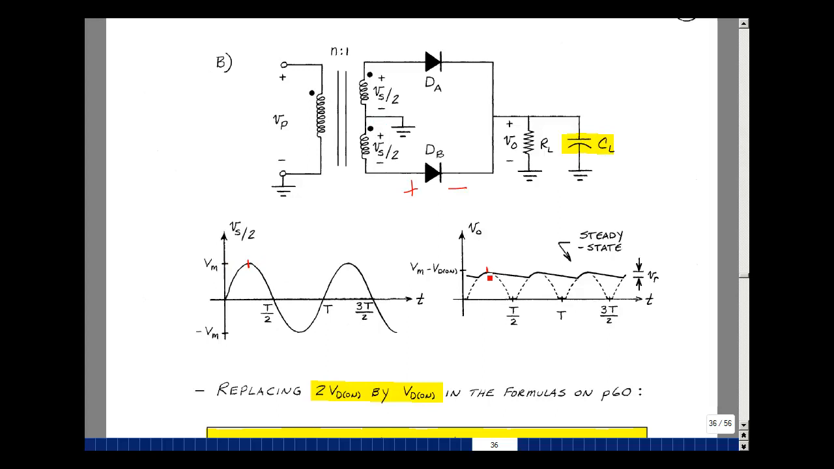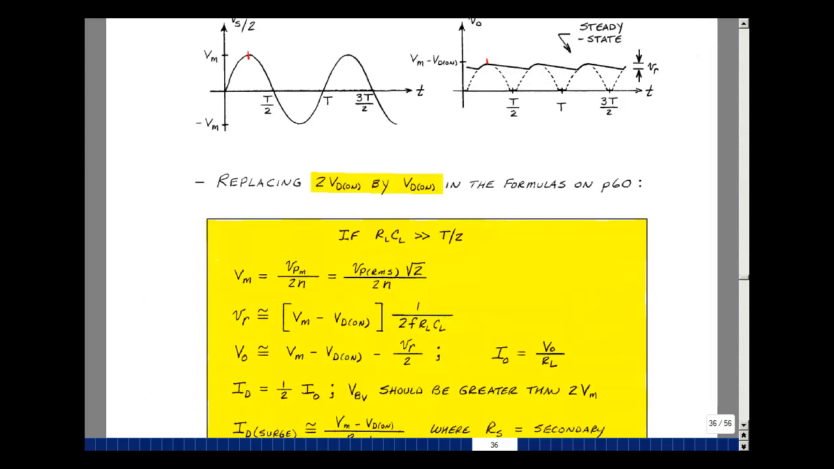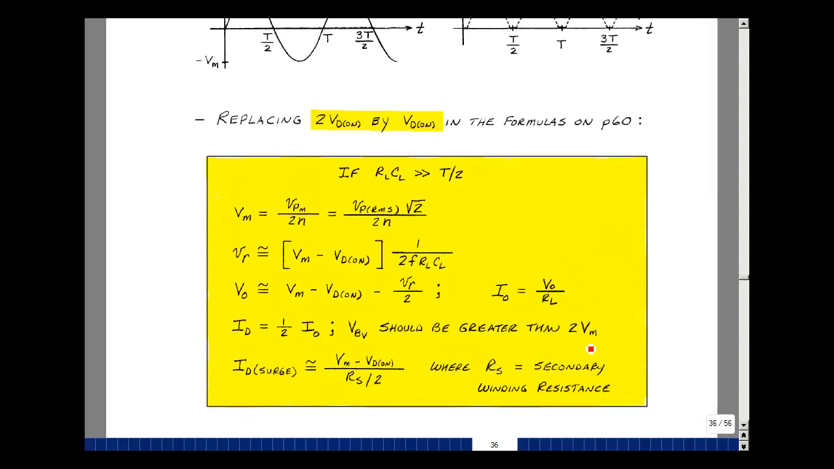And then the output is over here. We're going to take the negative of this term and then subtract from it this term, which is V maximum minus VD on. What I get then is minus 2 V maximum plus VD on. V maximum is usually much bigger than VD on, so we can approximate that to just 2 V maximum. Well, that's what we have right here, and that's different than we had for the bridge rectifier.